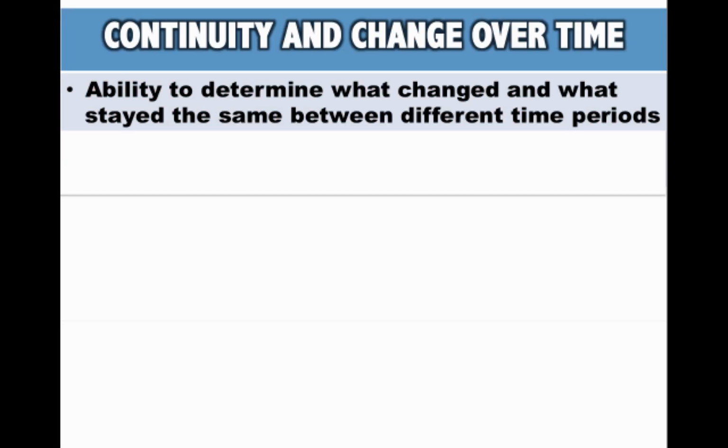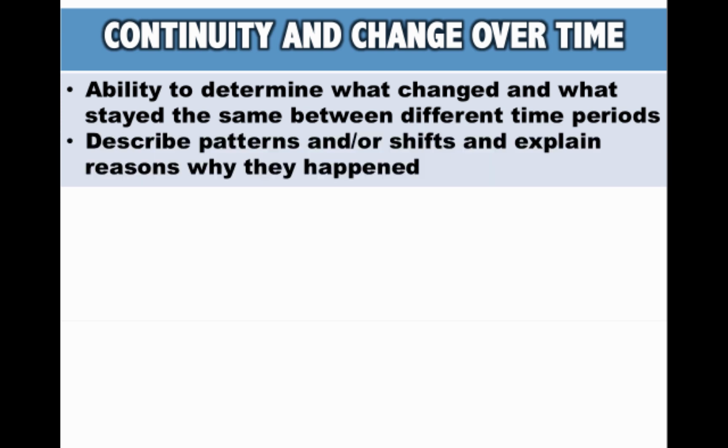Another skill you better have is the ability to determine what changed and what stayed the same between different time periods. This is continuity and change over time. You need to see the larger picture here: what changed, what stayed the same between different periods of time. And important to keep in mind is that you need to be able to describe patterns and or shifts and explain reasons why they happened. You might need to elaborate as to whether or not things changed or stayed the same, or which was it? Was it more continuity or was it more change?